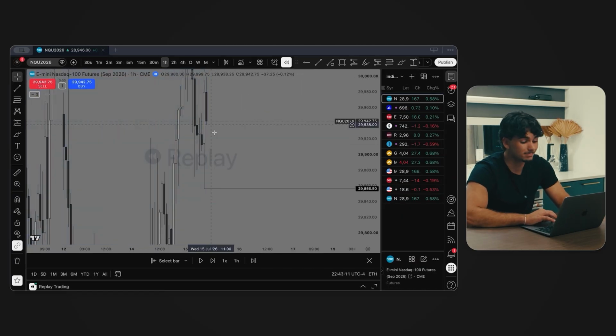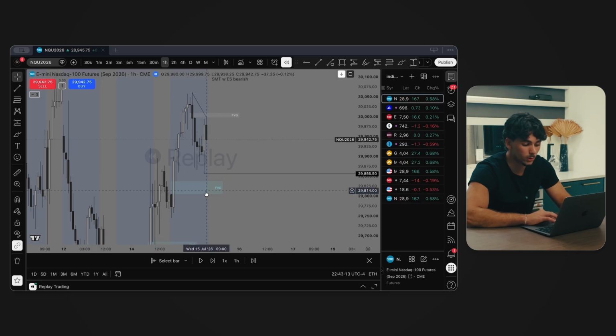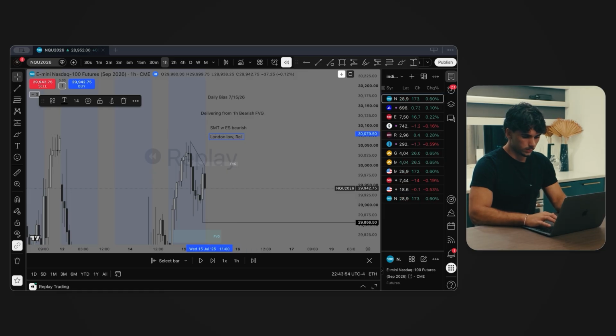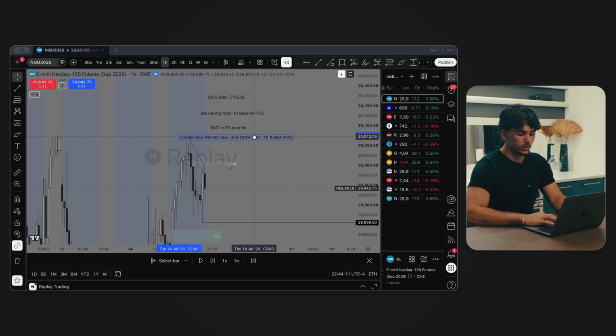And not just that, if that wasn't good enough for you, we also have a 1 hour bullish gap that we are targeting. So let's write that down. London low, relative equal lows, and data wick. So that is our draw on liquidity as well as the 1 hour bullish fair value gap. So this is looking like an A+ bias to the downside.